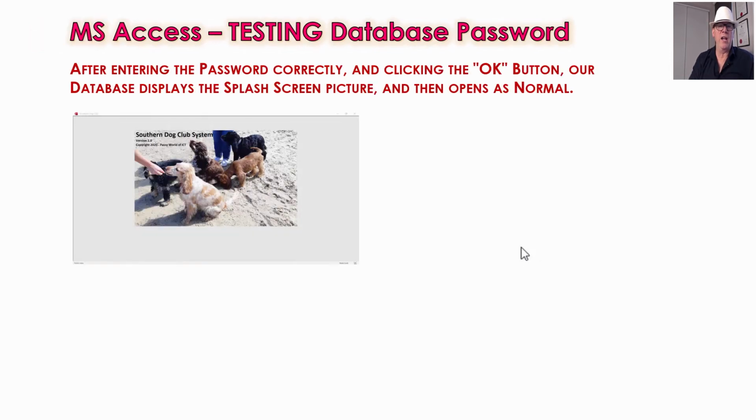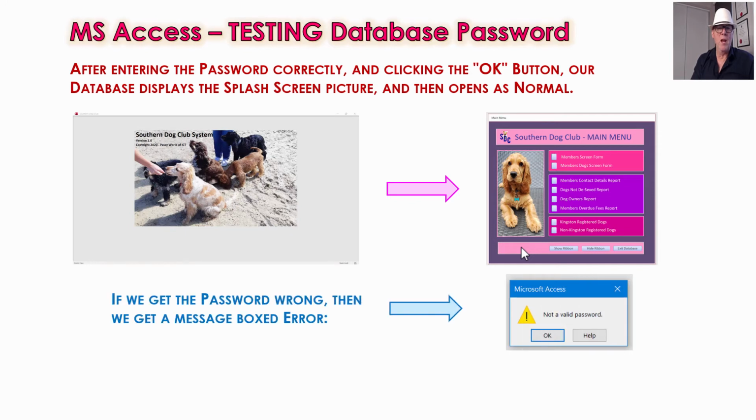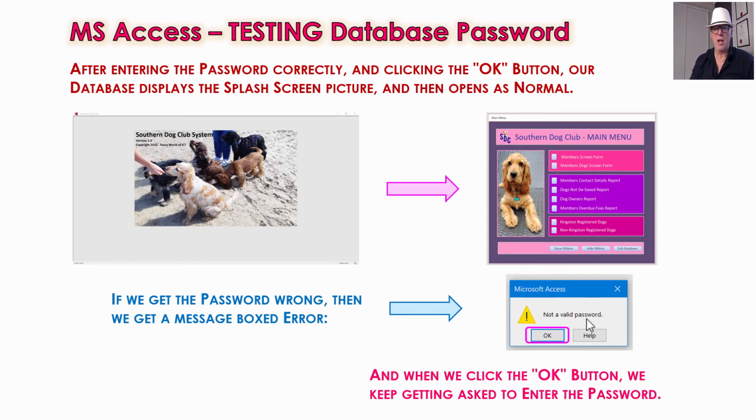And then you'll get in and you'll get your normal splash screen, and that'll go through to the main menu, and you'll be ready to go and use the Dog Club application. And it's also secure from anyone else that gets onto Juanita's computer from using the application. Now, if you get the password wrong, there's a message box error that comes up, not a valid password.